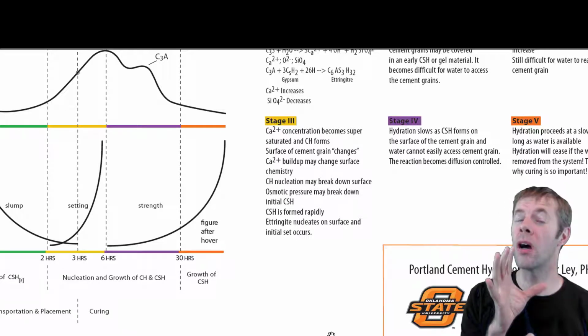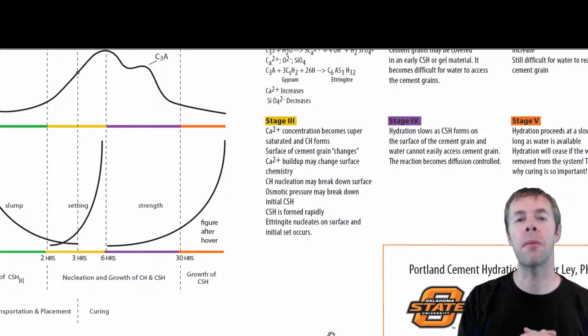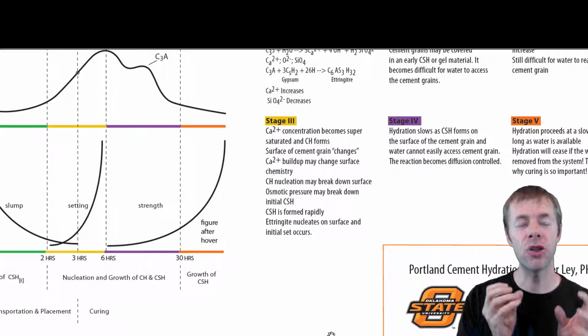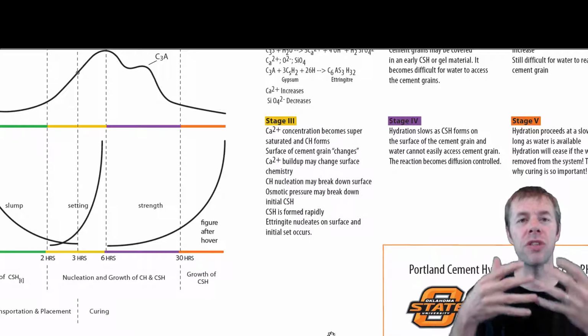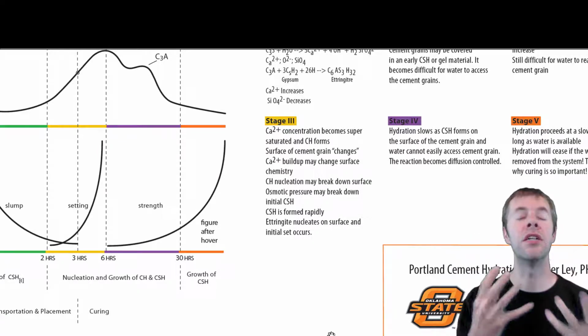I think there's some real potential to that. Something called osmotic pressure may break down the initial CSH. We know that CSH starts rapidly forming in this time period, and ettringite needles start to nucleate on the surface, start to extend, and as they start to interact with one another, you start to get initial set.